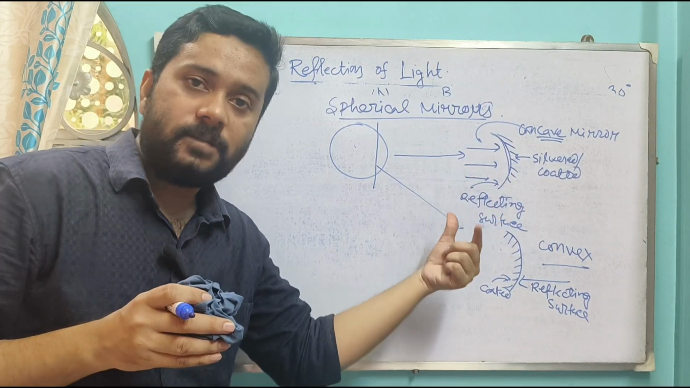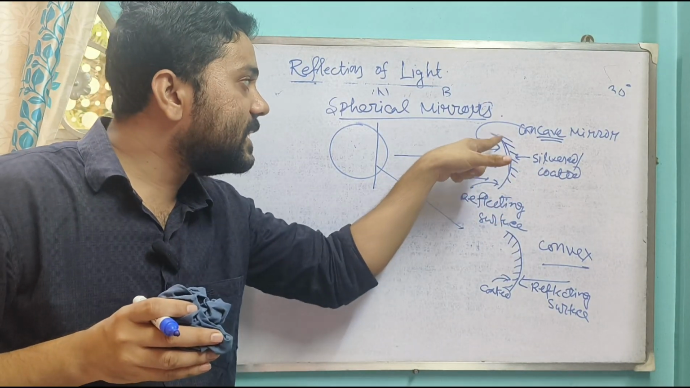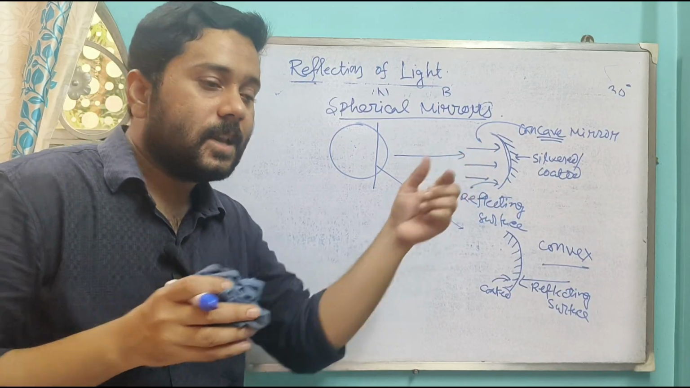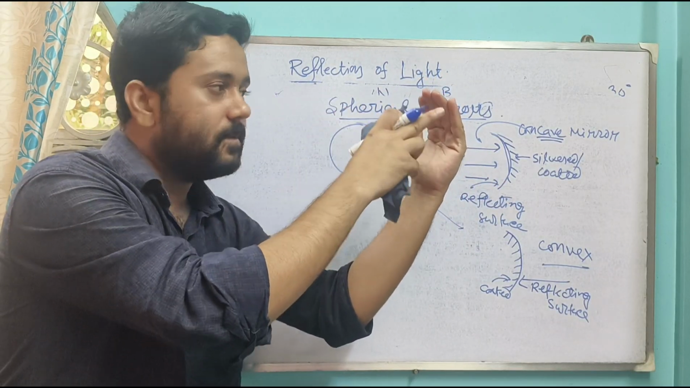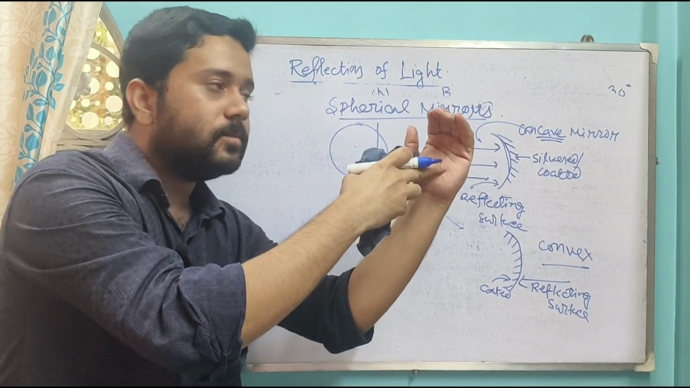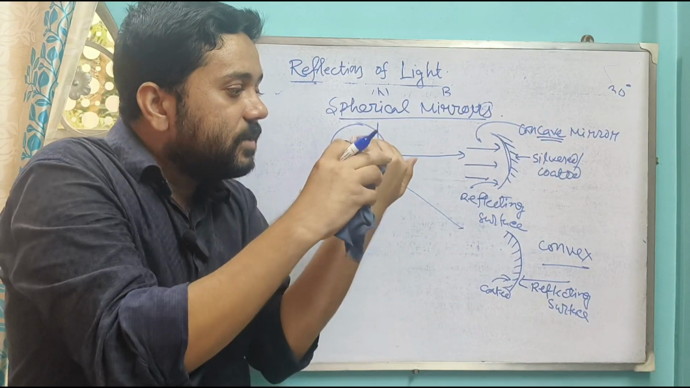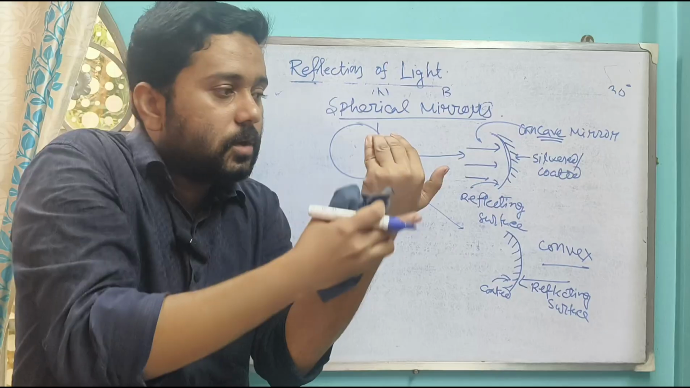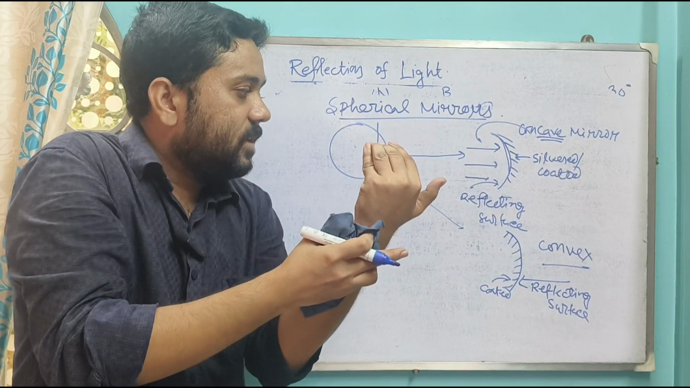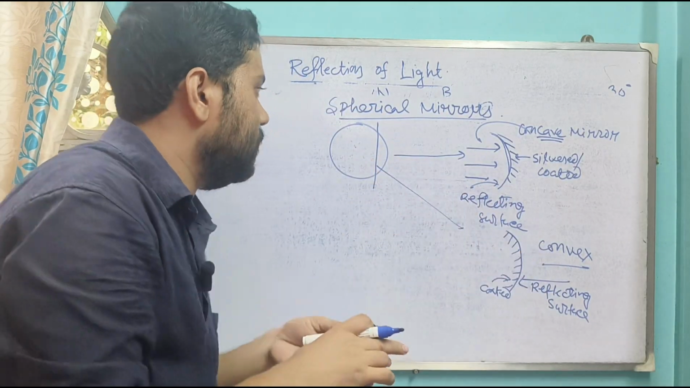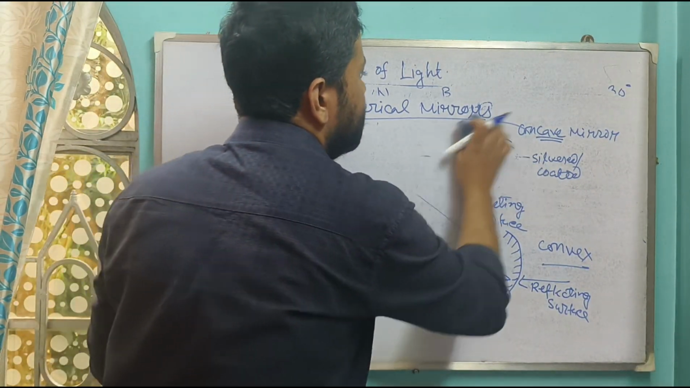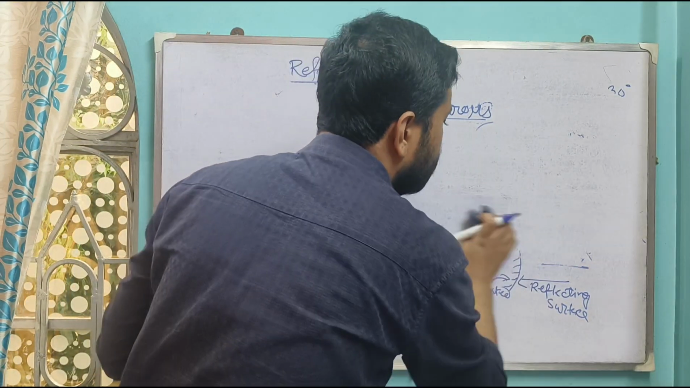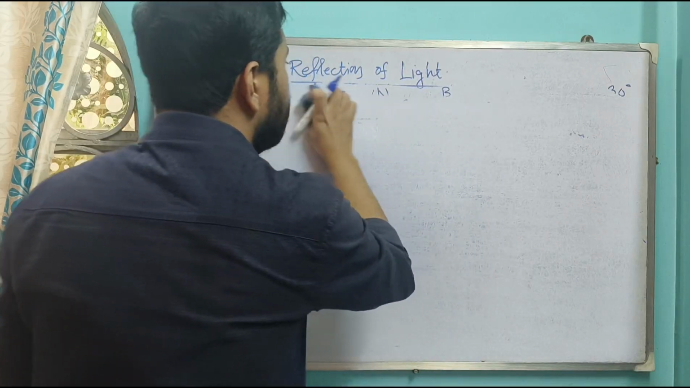Both are parts of the sphere. But if we use the cave portion, the curved inward portion, as the reflecting surface, then we call it concave. And if we are using the outward or bulging portion as a reflecting surface, then we call it a convex mirror.